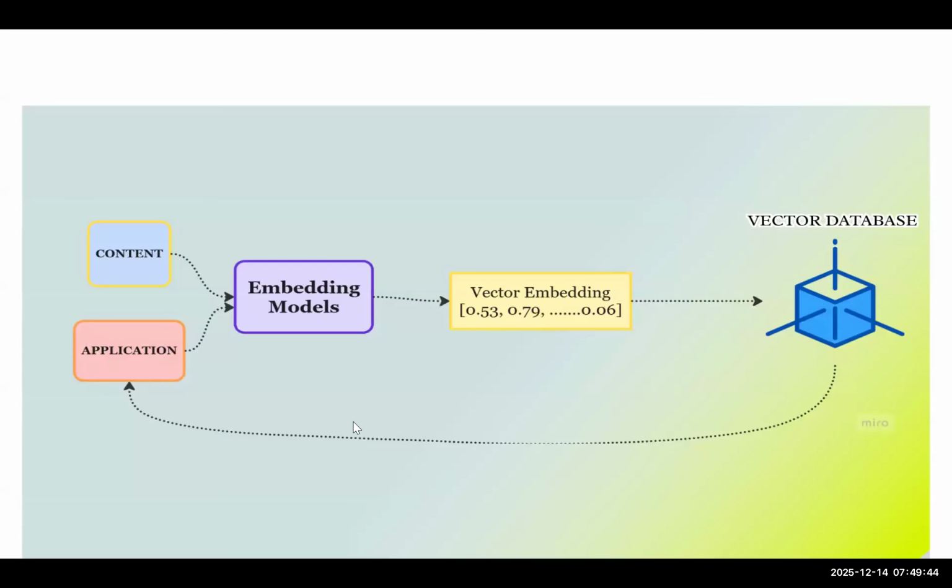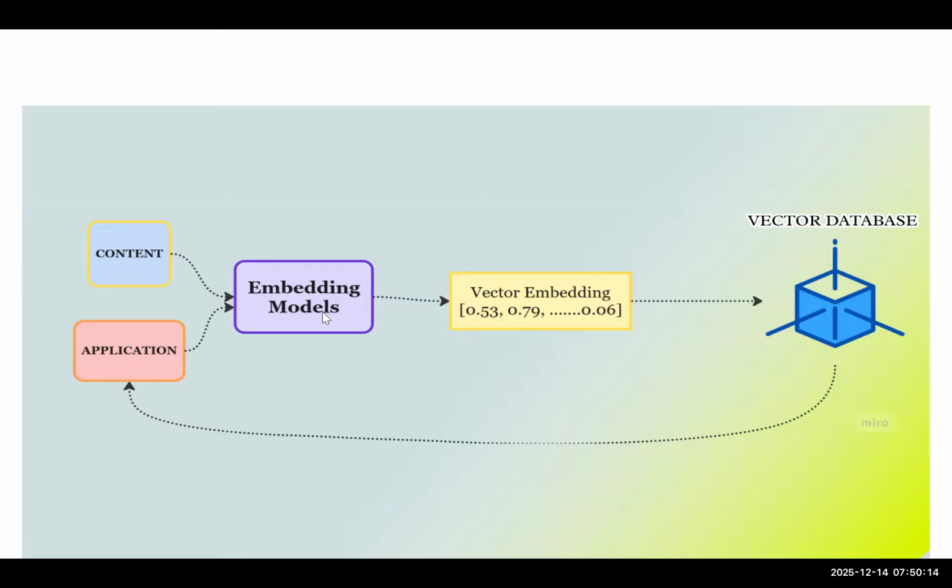Okay. So this is what happens when you look at a vector database. You have a content, you pass it to embedding models, it generates embeddings, it stores them in the vector database, and then from the application, you query the vector database and it responds back with the results. But if you also look here, both the content and the application, which means the user application, the question, are passing through the embedding models.